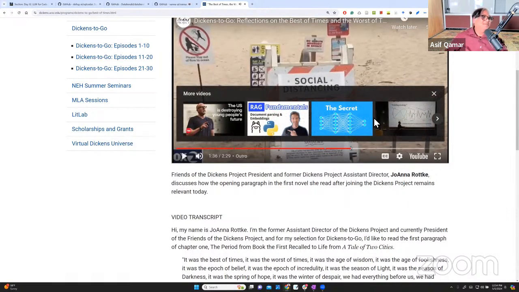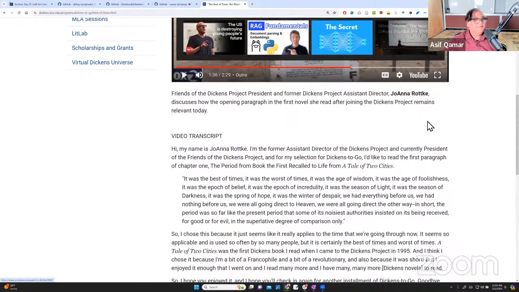I'll stop there, guys. So you realize that this story is about the French Revolution, long, long ago. Right? And yet you would agree that if you read the newspaper, this is exactly how it feels, isn't it? And the last point I like very much when it says, in short, the period was so far like the present period that some of its noisiest authorities insisted on its being received for good or for evil in the superlative degree of comparison only.